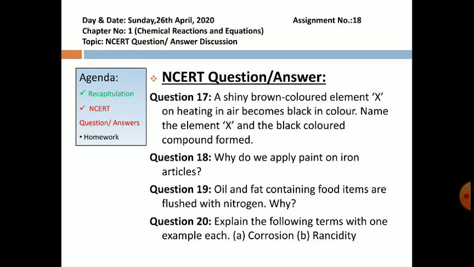Rancidity: the process of oxidation of fats and oils that can be easily noticed by the change in taste and smell of the eatable item is known as rancidity. For example, the taste and smell of butter changes when kept for long. Rancidity can be avoided by storing food in airtight containers, storing food in refrigerators, adding antioxidants to the food items, storing food in an environment of nitrogen.